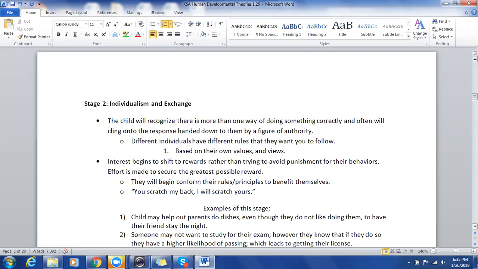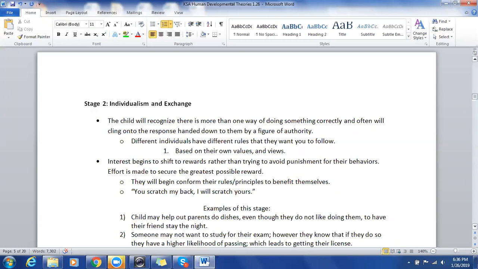So in some environments you could get the switch or a spanking, and other times it's like, wow, you're sitting in a corner. And then it's like, wow, what do I do? And then the interest begins to shift to the reward system rather than to avoiding punishment. So this is where kids start to think, wow, what is my best possible reward that I can get? And they conform to the rules and principles to benefit themselves. The kid may not understand or actually appreciate or think the rules are for them. They just do it so they can get rewarded.